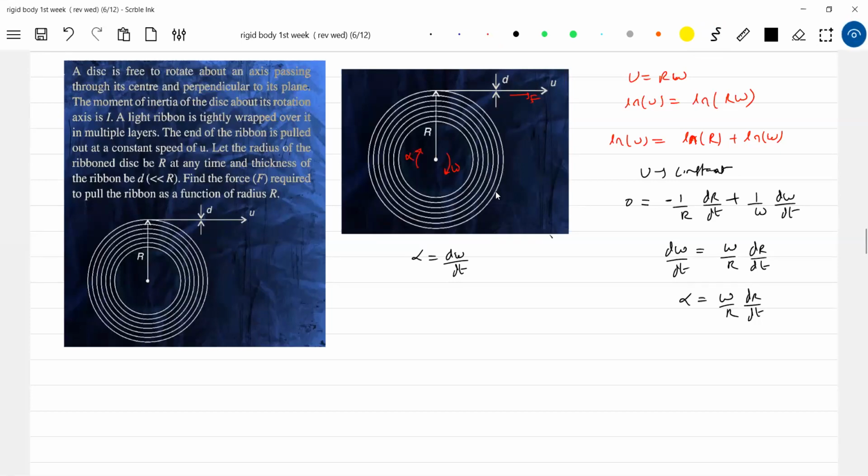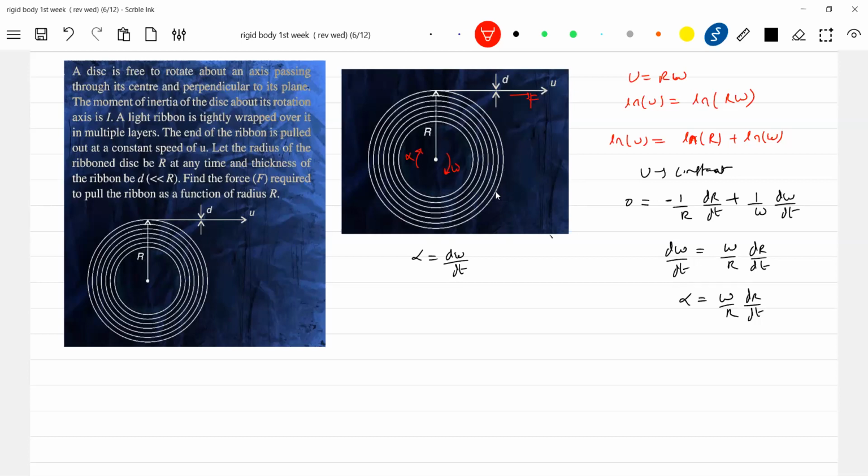Okay, agree this. So if I can get from alpha, what will happen? I into alpha will become torque. From torque, F into R. So I'll bring the F. I think this is what the background is, what we needed. Okay, let's proceed further now.